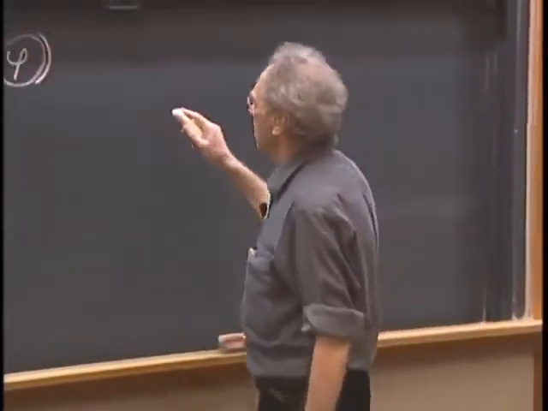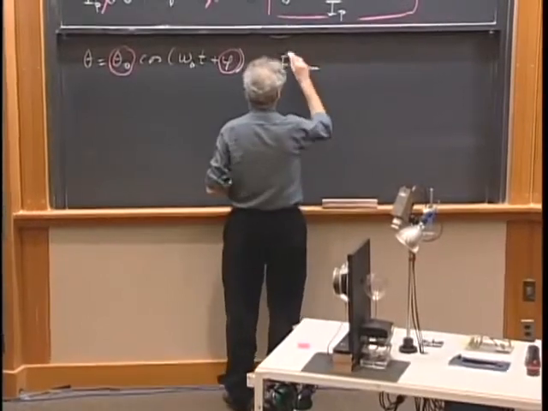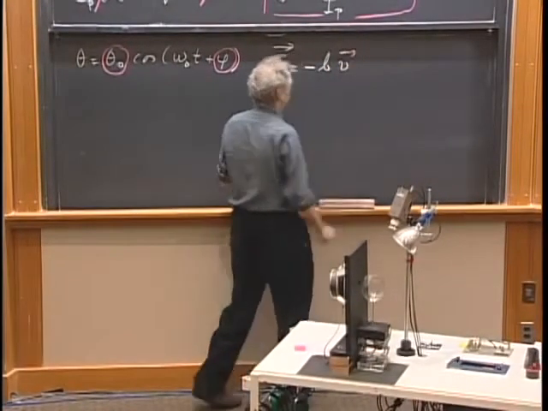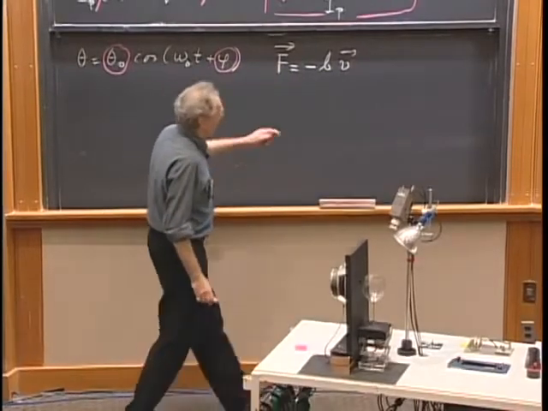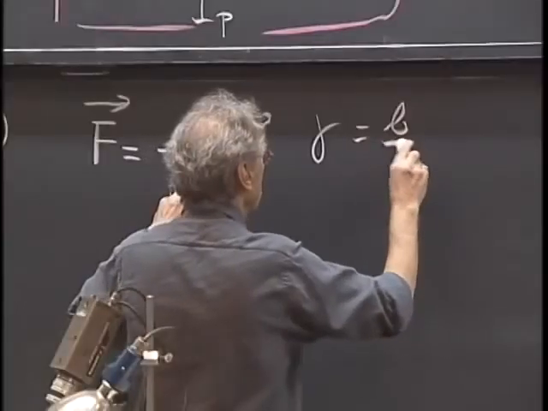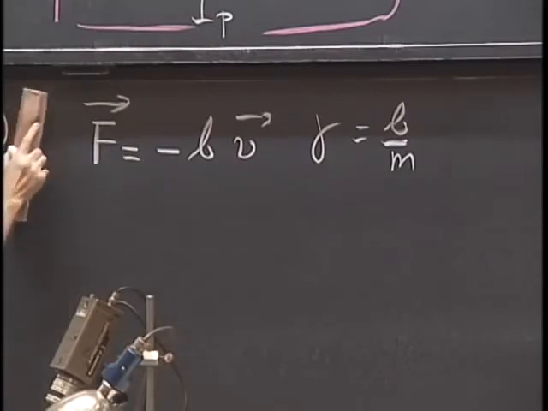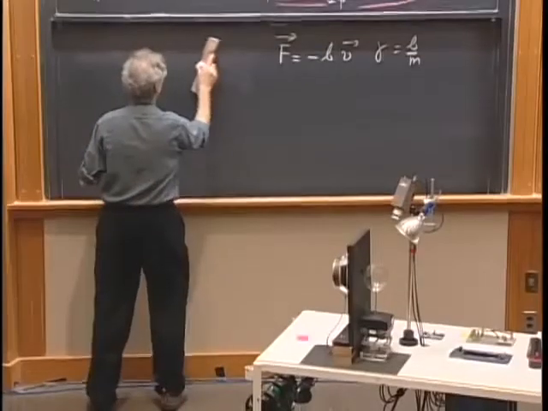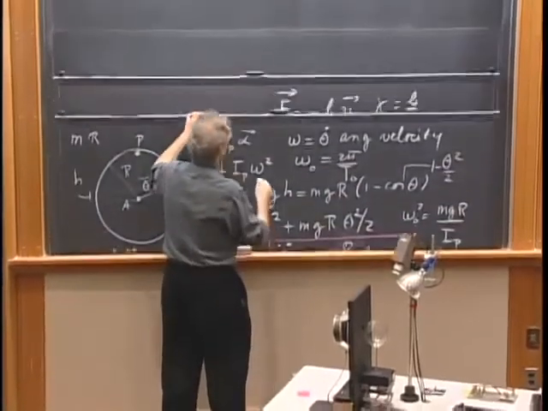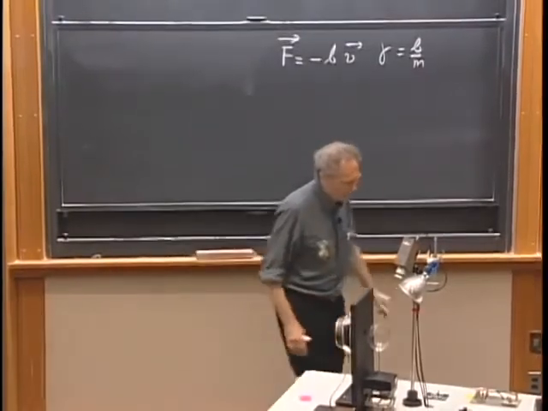damping force, which is linearly proportional with the velocity, and we will write it down as F equals minus b times v. We will use a shorthand notation that gamma equals b over m. That is only a shorthand notation. I will erase this. We don't need this anymore. We need so many blackboards today that I will use this blackboard for my damping problem.